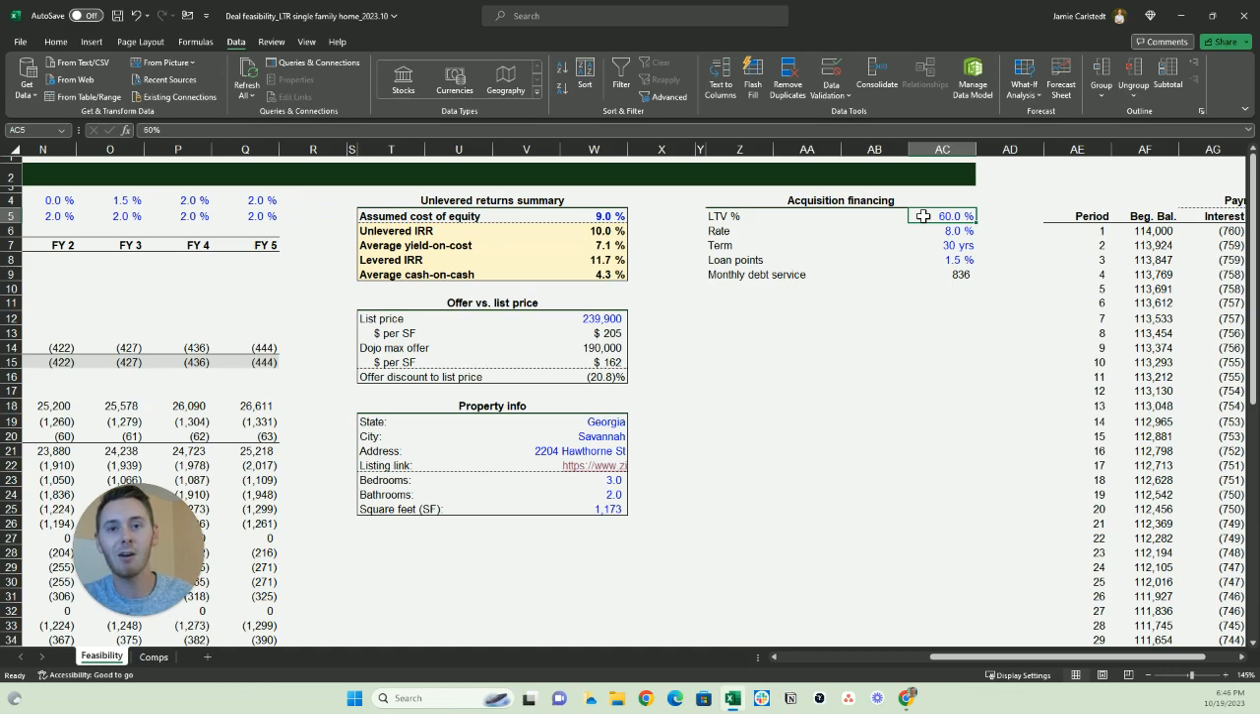Because the moment you don't need all of their money, they want to give you more because it's a lower risk deal. The risk of you defaulting on a 60% loan to value deal as compared to an 80% loan to value deal is a lot lower. And so you're a lot more likely to actually get the funding for the deal. So know your numbers, know how to put it all together.